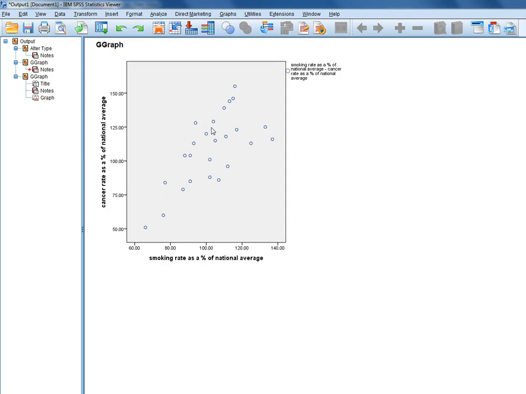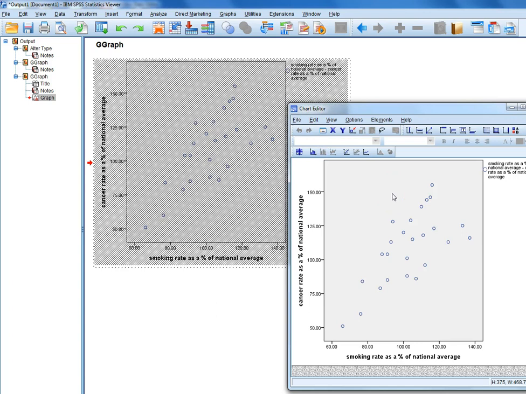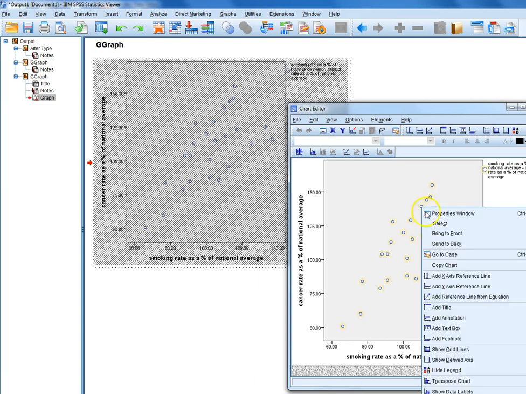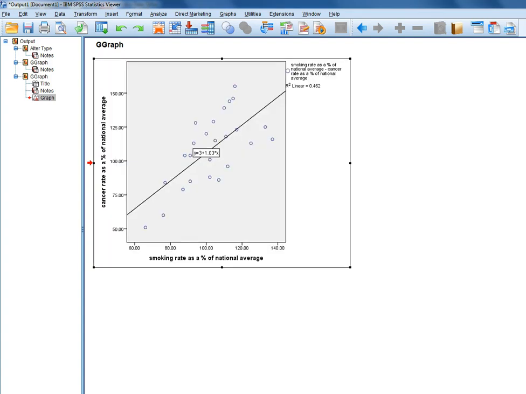To edit the chart, double click on it, and then to add the equation of the regression line, you right click on one of the points and then select Add Fit Line at Total. So what this tells us is we can obtain a value of y by sticking x into this equation. SPSS has found the best line through these points.